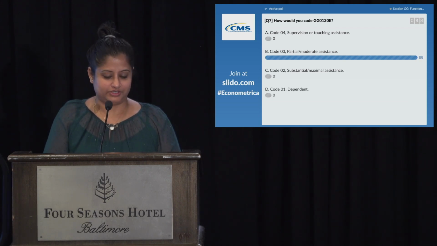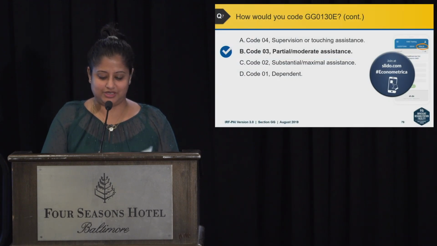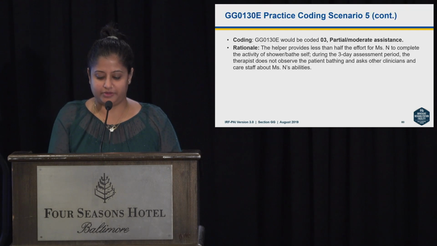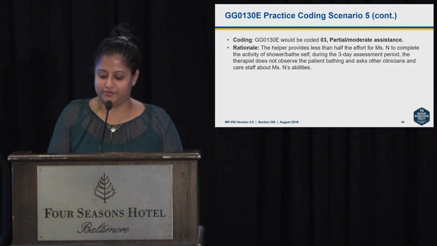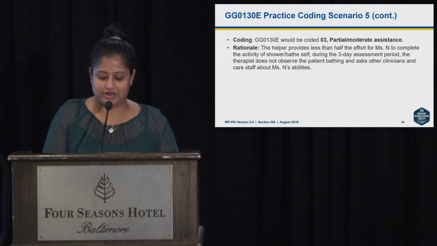And again, you guys are doing really well. Let's look at the correct answer. It is B, 03, partial or moderate assistance. This is because the helper provides less than half the effort for Ms. N to complete the activity of shower bathe self. During the 3-day assessment period, the therapist does not observe the patient bathing and asks other clinicians and care staff of Ms. N's abilities.